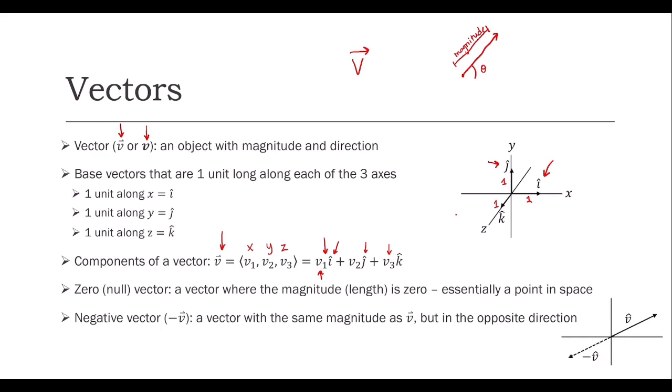The zero or null vector is a vector where the magnitude or length is 0. So essentially it's just a point because there's no length to it. The negative vector, negative v, is a vector with the same magnitude as v but in the opposite direction. So if this is v, then this vector here is negative v.